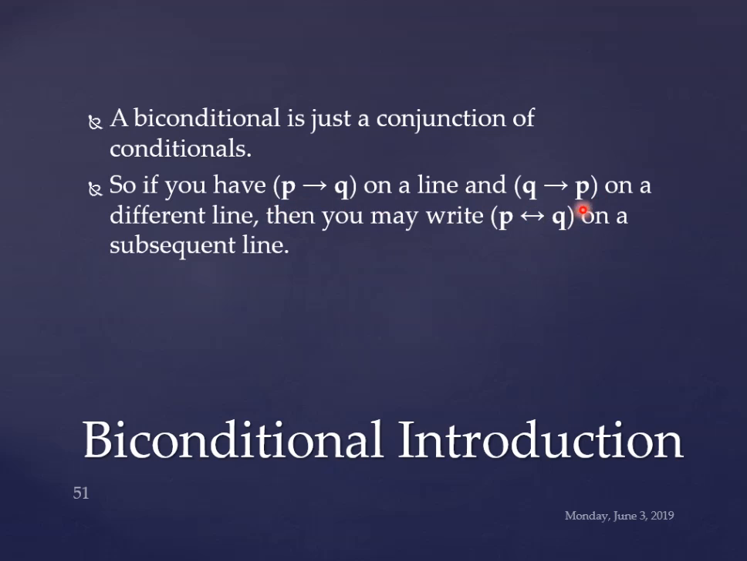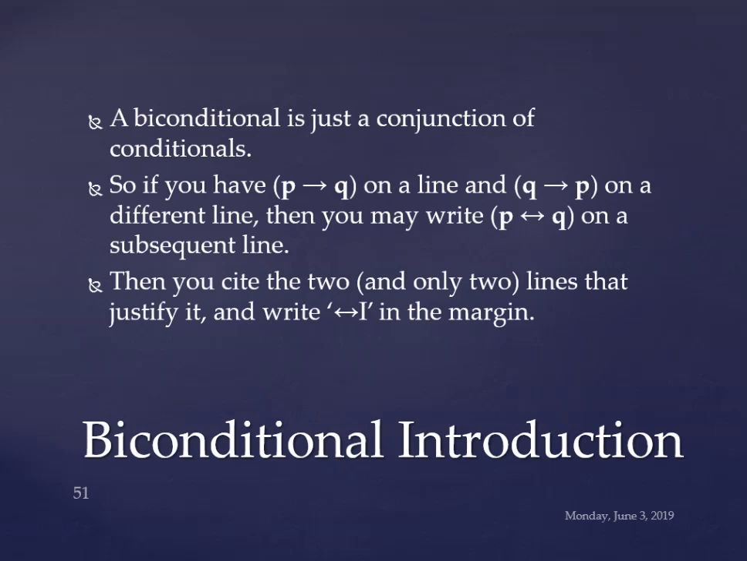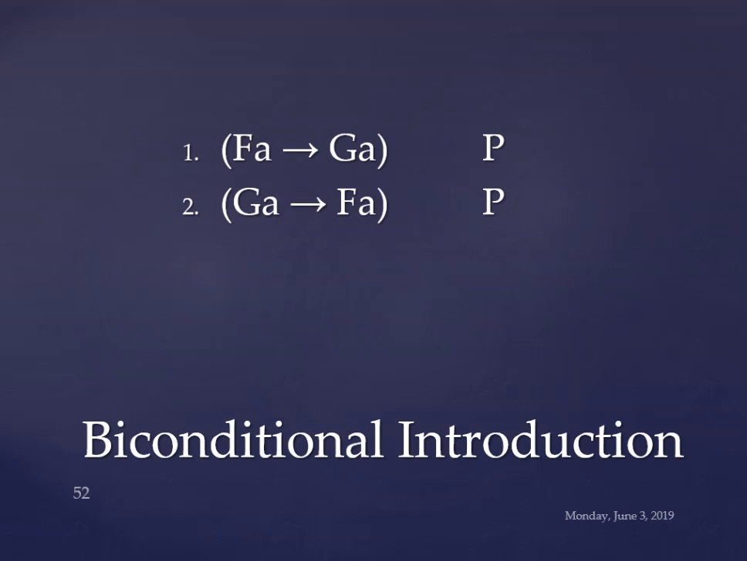If you have that kind of pattern, with those on two different lines, then you can write down P double arrow Q on a subsequent line. Then you cite the two and only two lines, whatever line this is on and whatever line that's on, to justify it, and you write double arrow I in the margin. So there you have those two things, and then you can write FA double arrow GA.